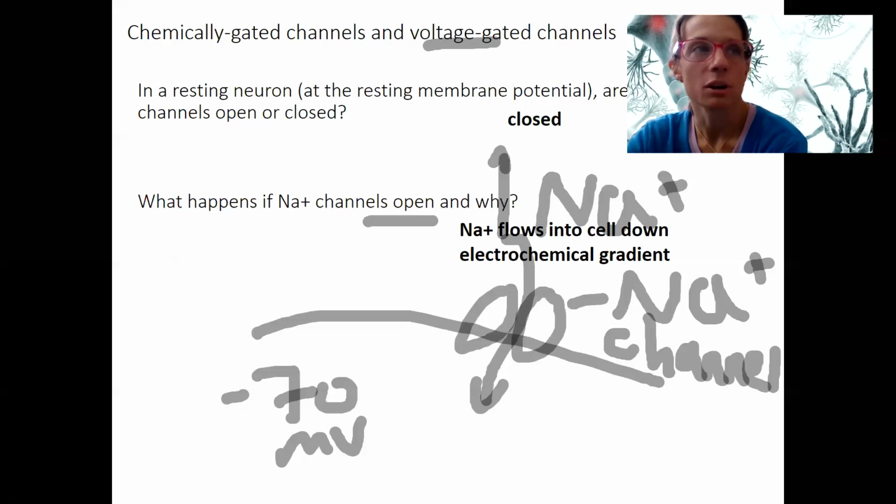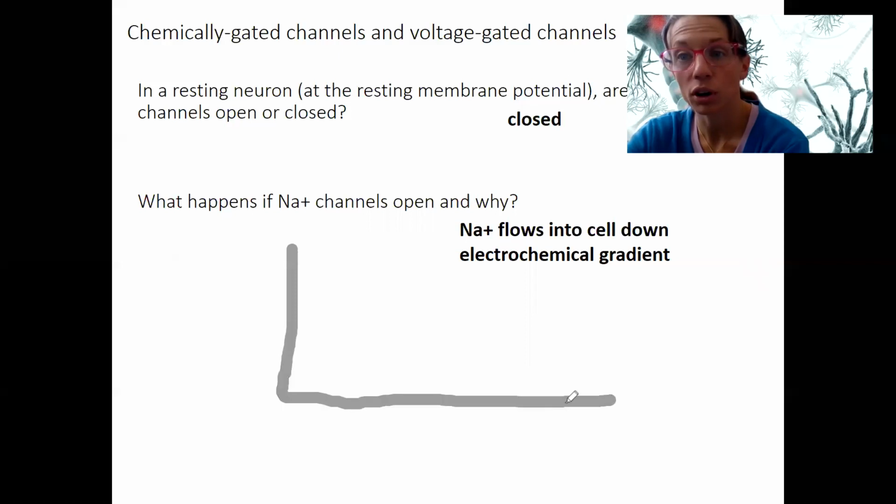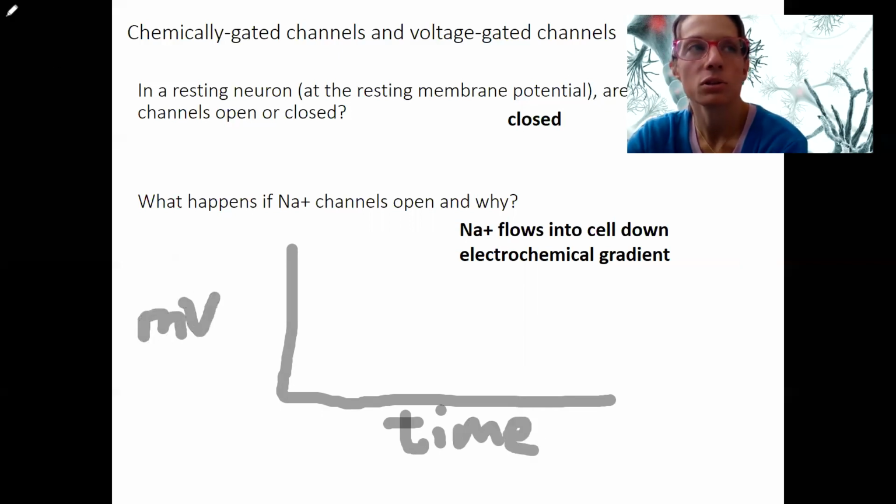Let me bring up the answer here. Sodium flows down its electrochemical gradient. When sodium flows down its electrochemical gradient, sodium rushes into the cell. What happens to the membrane potential when that happens? To answer this, we're going to draw a graph of millivolts over time. Get comfortable doing this. If we have a place where the sodium channel opens, let's say right here we're at rest. What is rest? Minus 70.